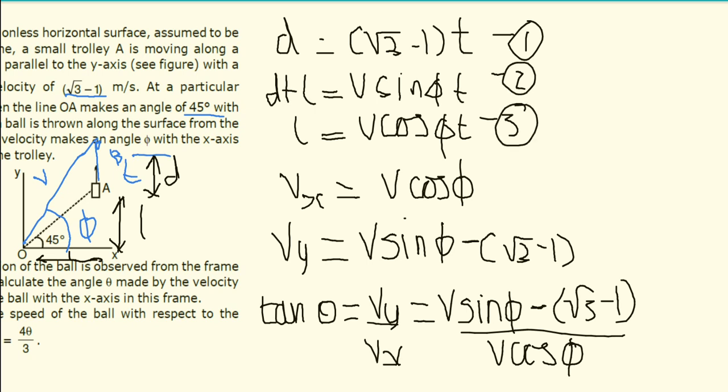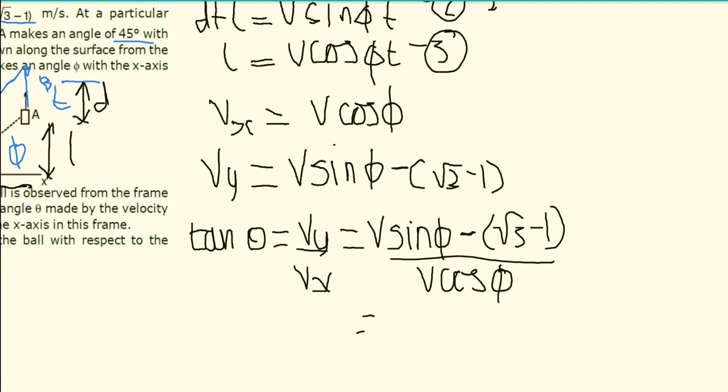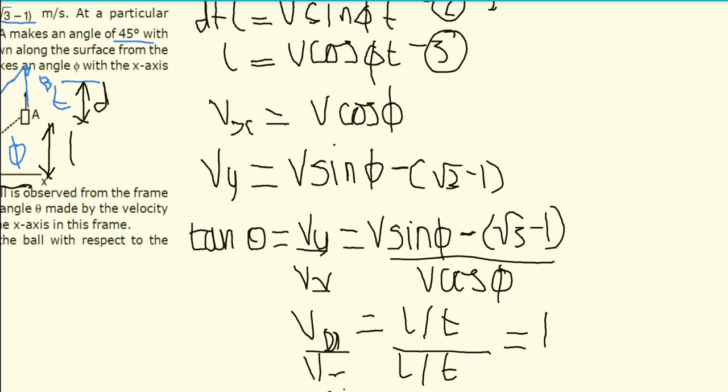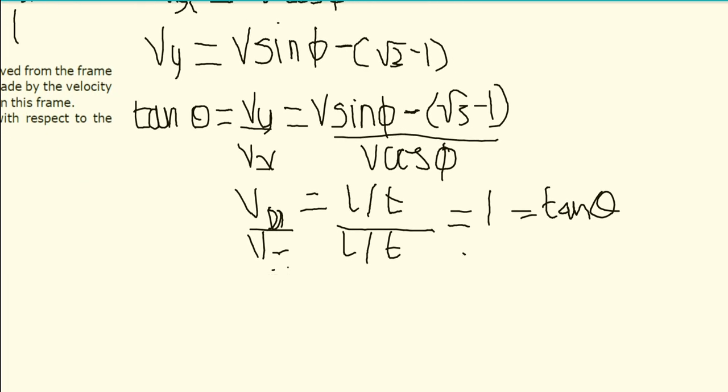So v sin phi minus (√3 minus 1) will be, basically, a subtraction of these parts: d plus L minus d, which equals L, divided by t, divided by v cos phi, which equals L divided by t, and this comes out to be 1. So Vy divided by Vx is equal to 1, that is tan theta is equal to 1. So theta comes out to be 45 degrees.